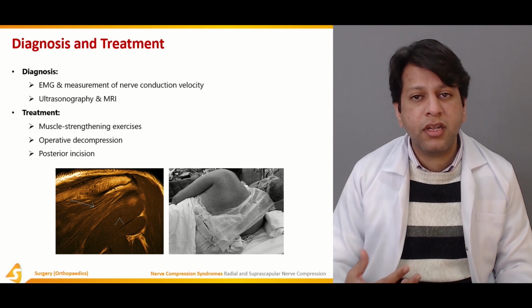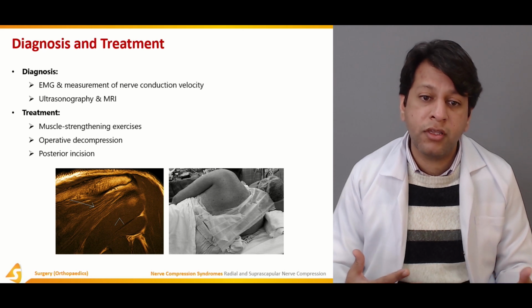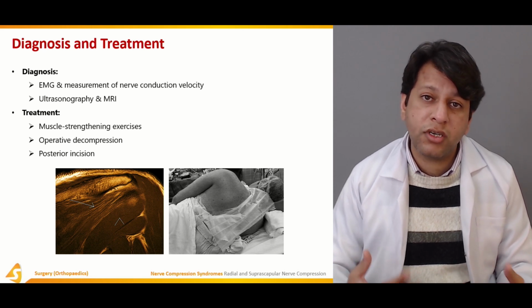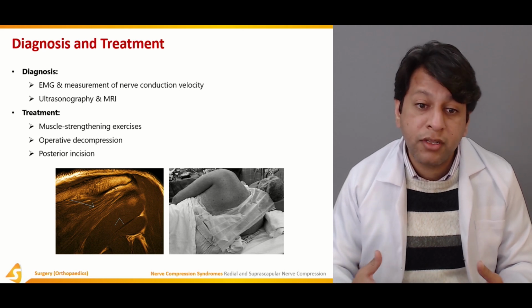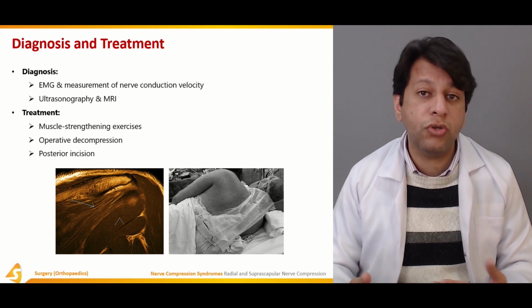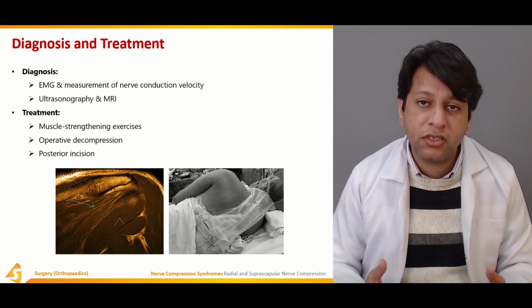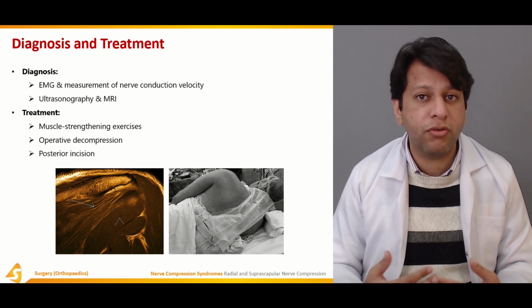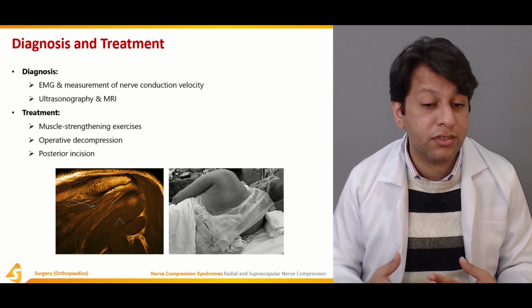Treatment depends upon what kind of injury it is. If it is neurapraxia, that would eventually sort itself out. We just need to give some splints, physiotherapy and muscle strengthening exercises so that the supraspinatus and infraspinatus do not atrophy over time. If we know that there is continuous compression, then we need to release the ligament which is compressing the nerve at the suprascapular notch, or we may need to do some kind of surgery so that the nerve does not get compressed in the fibroosseous tunnel.